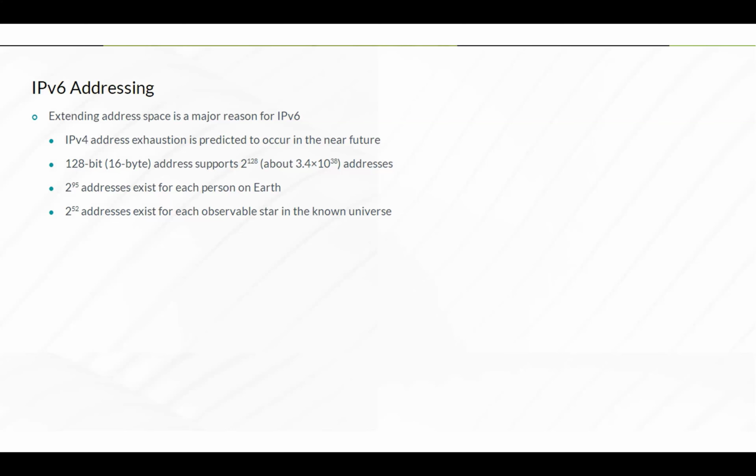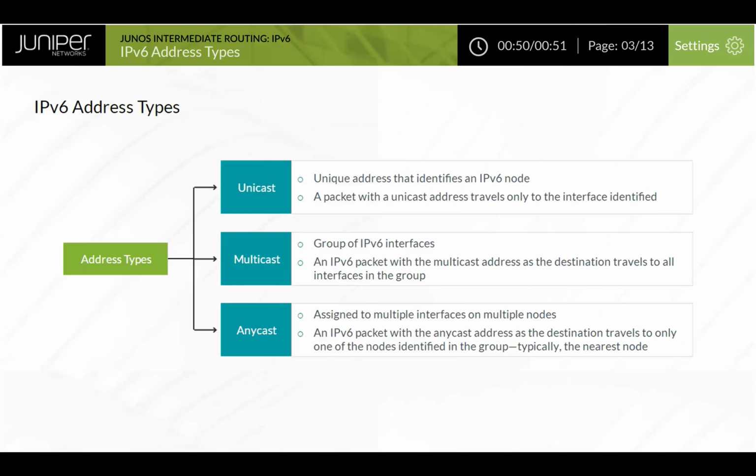IPv6 is 128-bit. I already discussed this, and it has 2 to the power 128 address space. You can say about 2.95 addresses would exist for each person on Earth. Every point here just expresses this huge IPv6 address space.